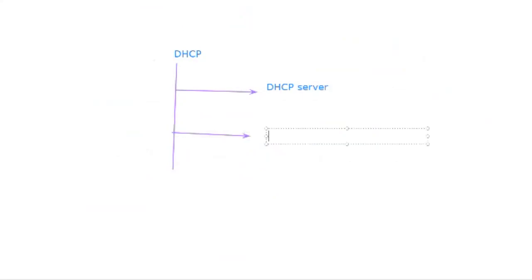I can say that DHCP has two parts. One is the DHCP server and the other is the DHCP client. These are the two parts of DHCP.